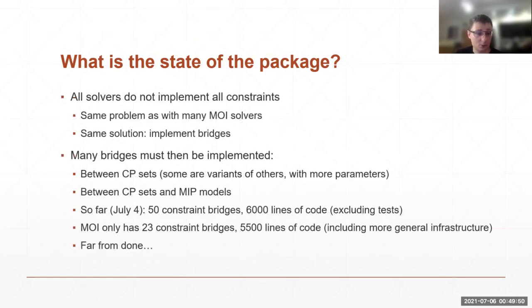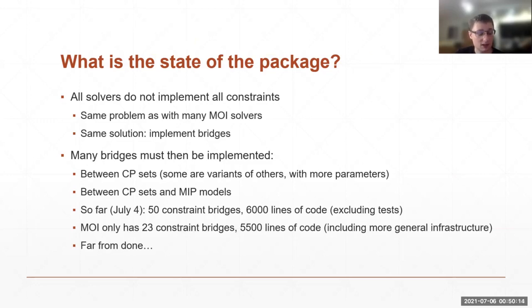Also, a quite common problem with CP solvers is that not all solvers implement the same kinds of constraints. And it's exactly the same problem as in MOI, where the user doesn't always specify the constraint in the way that the solver would prefer to have this constraint. So it's the same solution: use bridges, a quite flexible way to reformulate a problem.